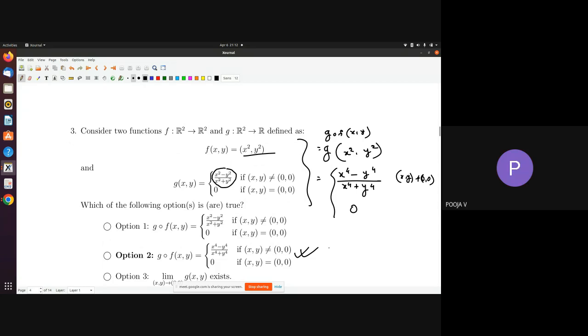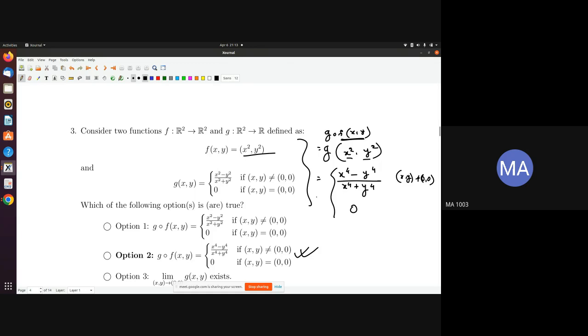Yes, sir. Everybody got this? Can you just do it one more time, please? Okay. So first I am applying f. What is fxy? It is x square, y square. Now I have to apply g on that. So now my variables are x square and y square. These are my inputs. So gxy you have defined as x square minus y square by x square plus y square. Now instead of x I have x square, instead of y I have y square. So it will be x4 minus y4 by x4 plus y4.